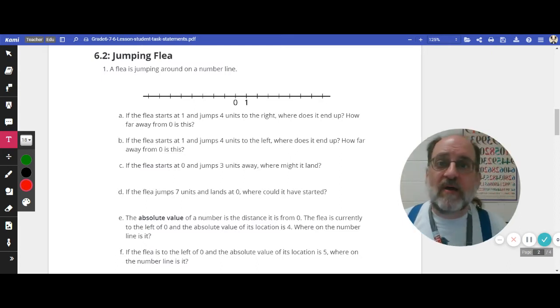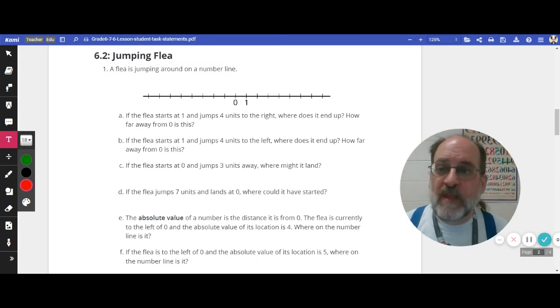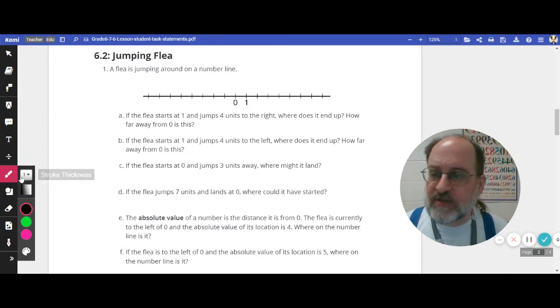We're going to start talking about distances and absolute value. So a flea is jumping around on the number line. If a flea starts at 1 and jumps 4 units to the right, where does it end up? How far away from 0 is this?